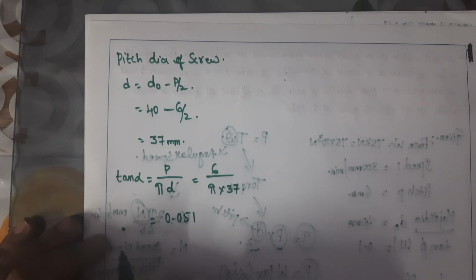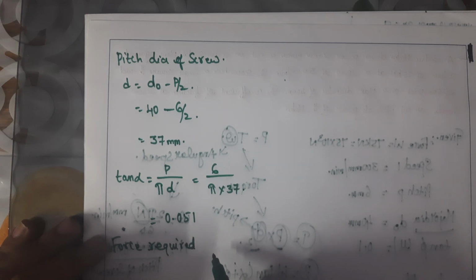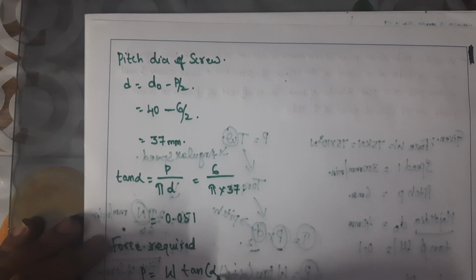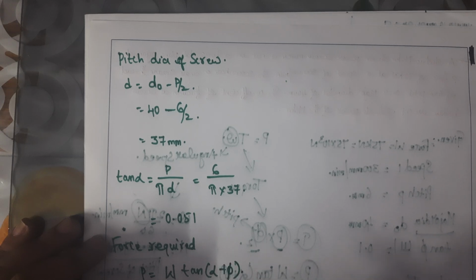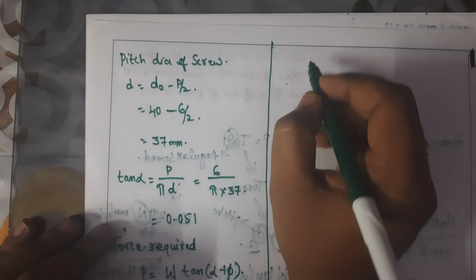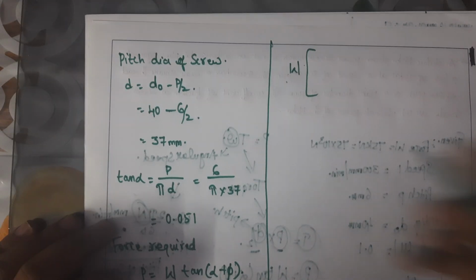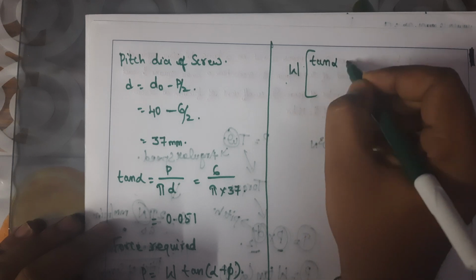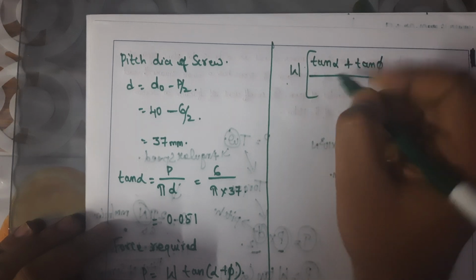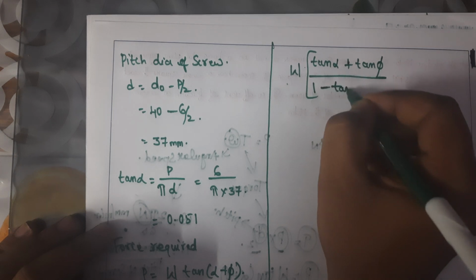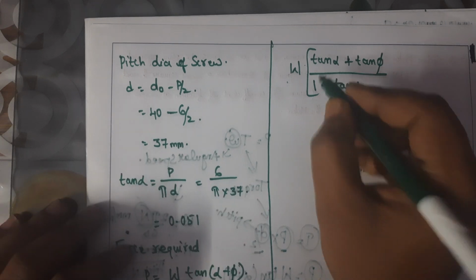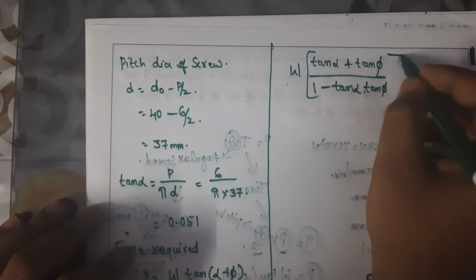The next is the force required. Force required at the circumference of the screw is P equal to W tan of alpha plus phi. Okay, that can be written as W into tan alpha plus tan phi by 1 minus tan alpha into tan phi.